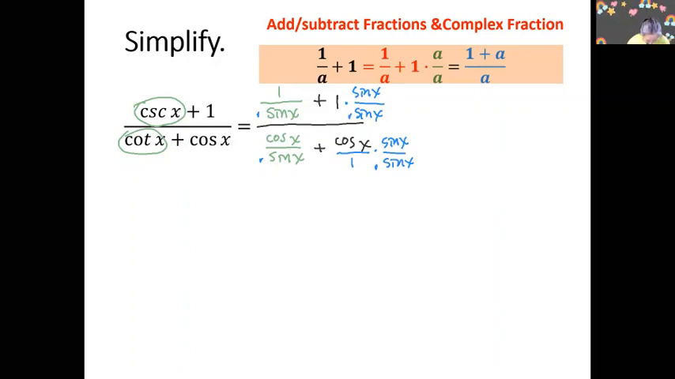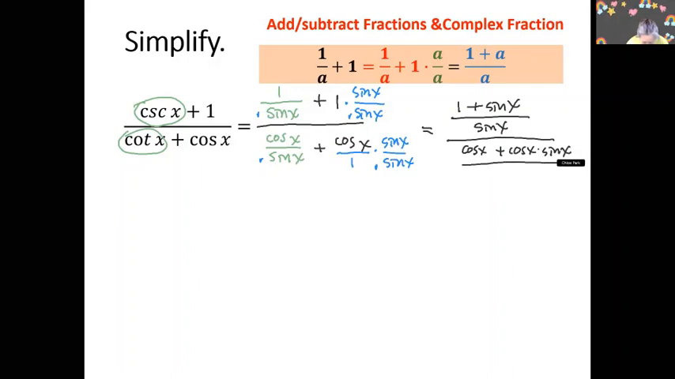Next step, the numerator will be 1 plus sine x over the common denominator sine x, all over cosine x plus cosine x times sine x, all over sine x on the bottom. Now we have a fraction on top and a fraction on the bottom. Again, complex fraction skills here.